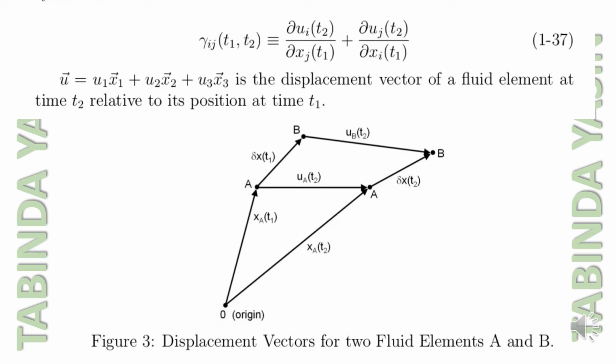So here we have the displacement vectors for the two fluid elements A and B. From the origin to the point A, the vector is x_A at time t1, and for time t2 it is x_A at time t2. From point A to B at time t1 is delta x(t1), and from point A to B at time t2 is delta x(t2). So the displacement between point A and A prime is u_A(t2), and the displacement between point B and B prime is u_B(t2).